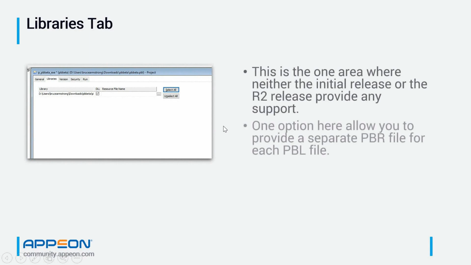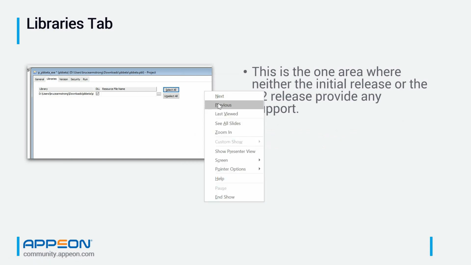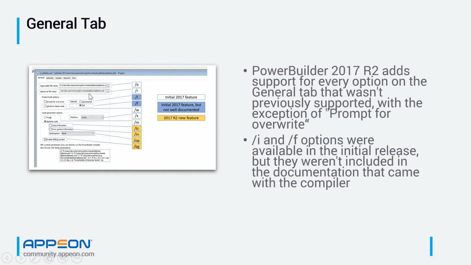And this is the one area where we're not going to see any support. The two options here are basically right here, where you've got the DLL checkbox, and here we've got the resource file name. So if there are a bunch of libraries here, and for this particular demo, I've just got one library, but let's say there were a bunch of libraries here. You can have a resource file for each of the PBLs. Now, of course, we go back and we notice that you can also have a resource file name for the entire application.